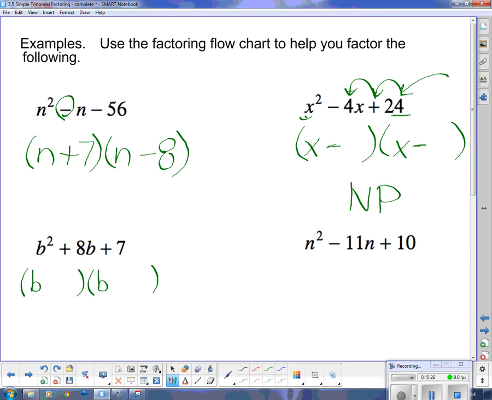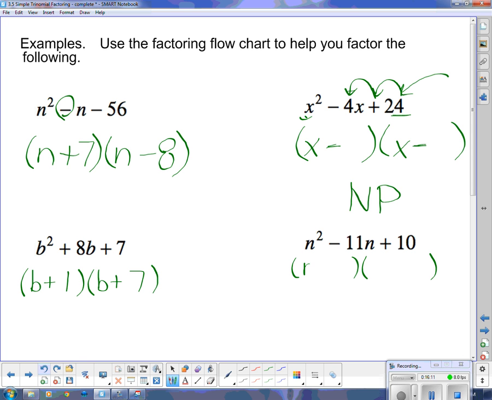Now I ask myself, what is the sign of the last term? And that answer is positive. That means that the signs in each of these brackets is the same. If I have a last number that's positive, I have to have two things of the same sign. And now I have to look at this one, and that tells me that they're both positive. So once I've done that, then I can read the thing backwards and say they have to multiply to 7 and add to 8. Well, there's only two things that multiply to 7, and that's 1 and 7. And it just so happens that they also add to 8. So we're done. Next question.